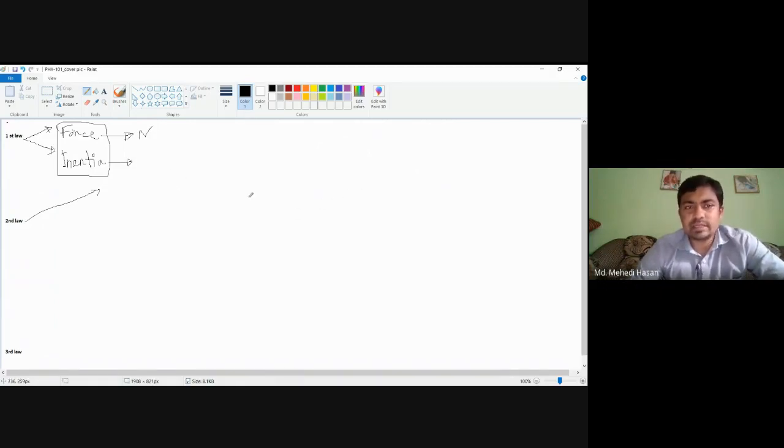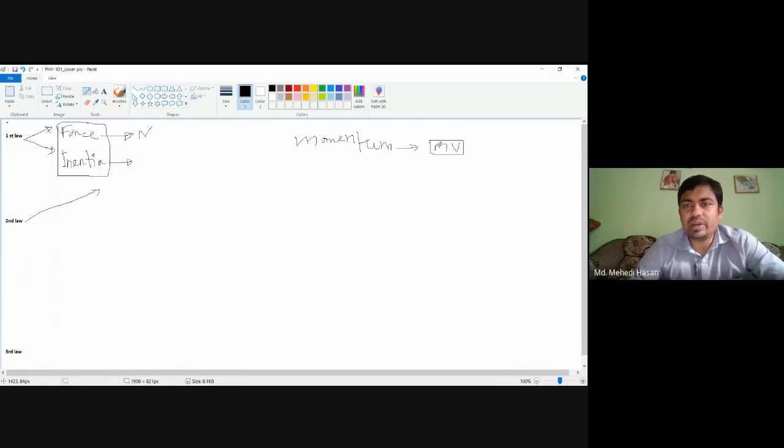So what is momentum? Momentum is basically mass multiplied by velocity. The product of mass and velocity is called momentum. The velocity may be initial velocity or final velocity. If we consider initial velocity, then it will be initial momentum, and if we consider final velocity, it will be final momentum.